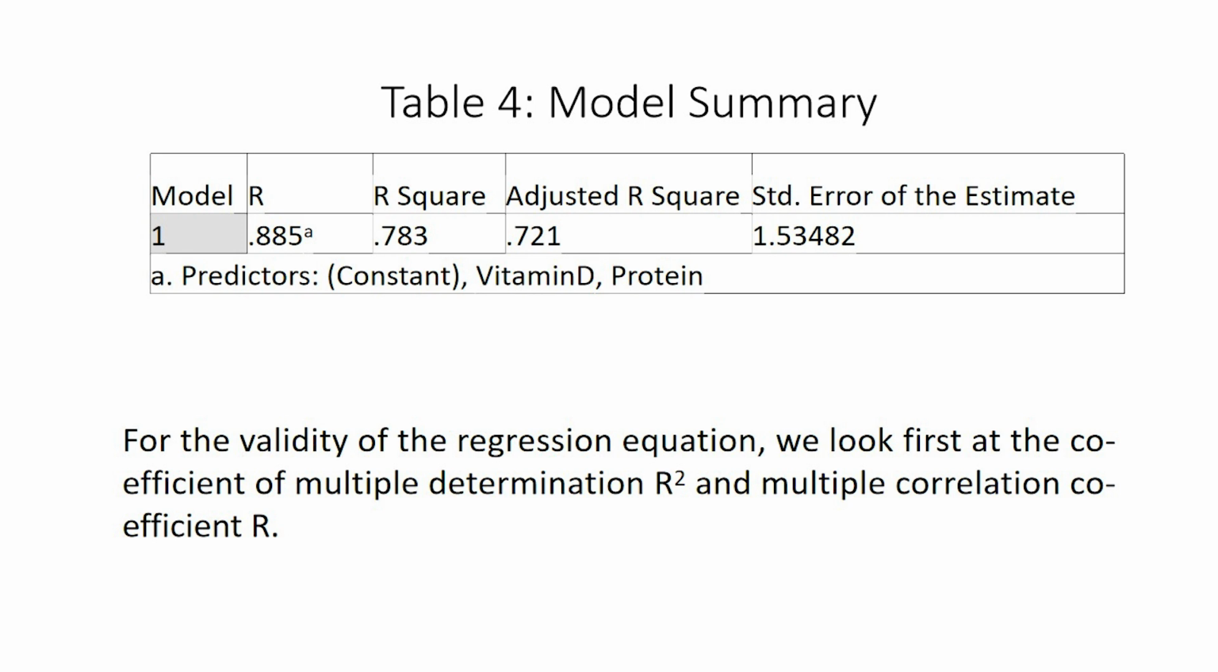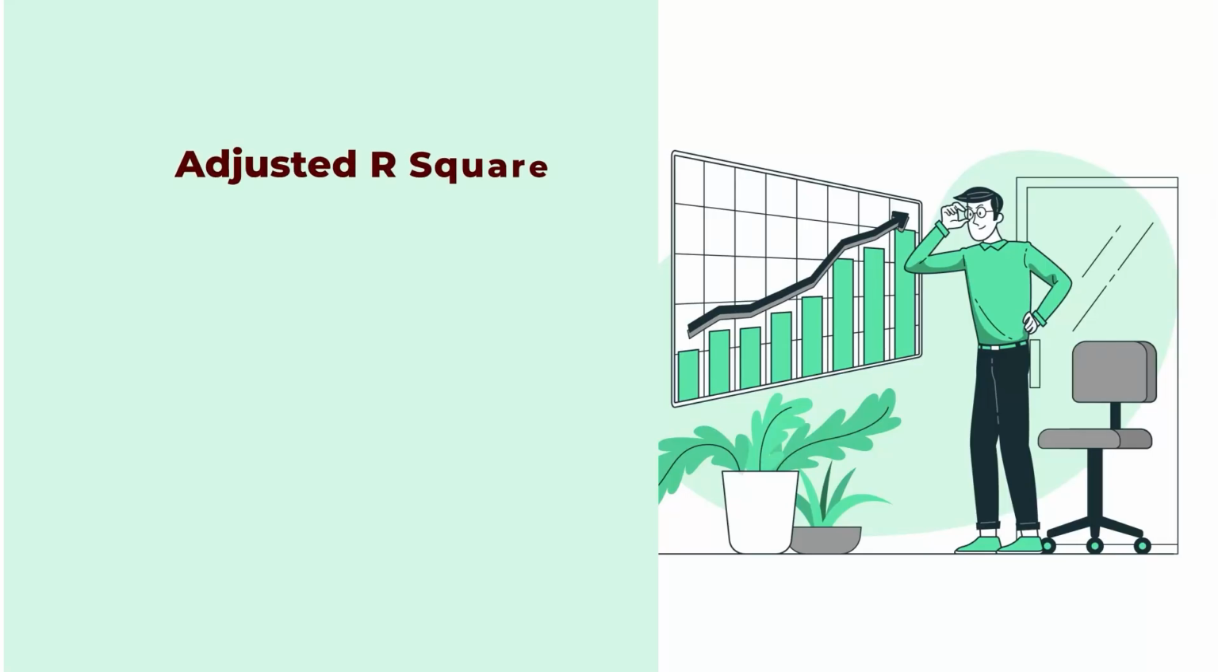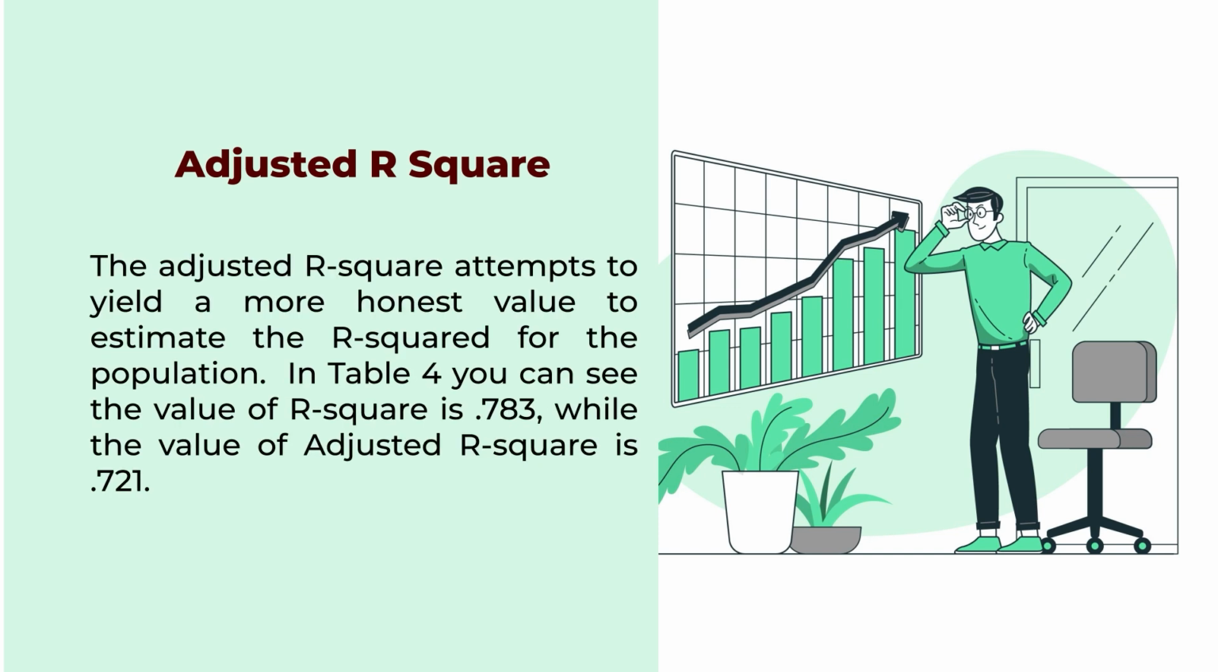that means X1 and X2. Let us discuss the significance of adjusted R square given in table 4. As predictors are added to the model, each predictor will explain some of the variance in the dependent variable, simply due to chance. One could continue to add predictors to the model, which would continue to improve the ability of the predictors to explain the dependent variable, although some of this increase in R square would be simply due to chance variation in that particular sample. The adjusted R square attempts to yield a more honest value to estimate the R square for the population.